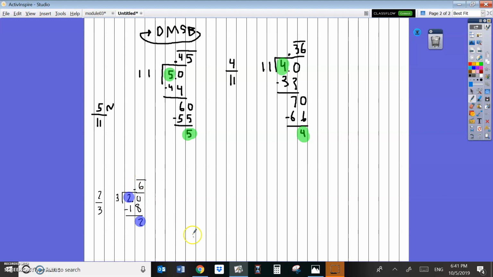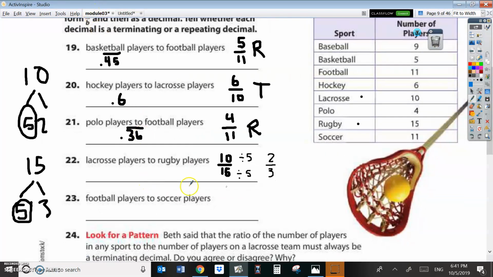And now look here. Back on this page, you need to do 6/10 repeating and make that R for repeating. Football players to lacrosse players. So football to lacrosse. 10 over, sorry, I messed that up. Should be 11 over 10.